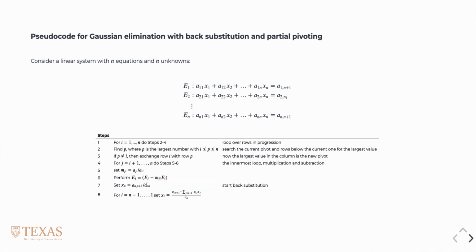And then we can start the back substitution. Once we have it in row echelon form, we can solve for xn, the solution at the last row, and then we just back substitute by going up the rows in reverse. So from the last row up, we back substitute in all the answers. And this process, again, is called Gaussian elimination with back substitution.